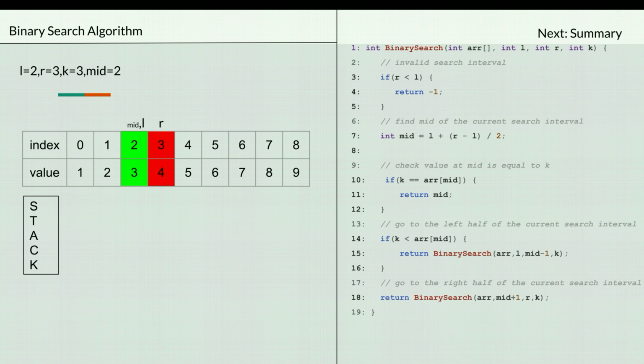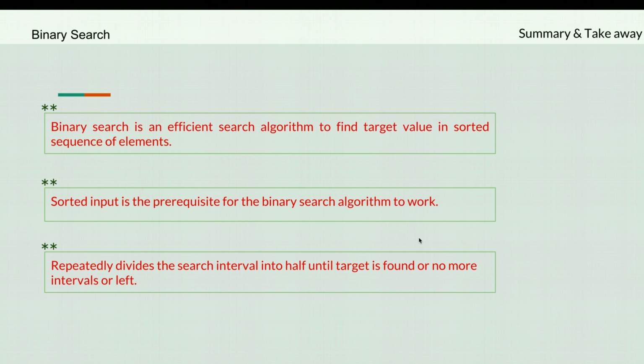I hope I was able to provide some knowledge on the binary search algorithm. Next we will see the summary and important takeaways from this lecture. They are: binary search is an efficient search algorithm to find a target value in a sorted sequence of elements, and sorted input is the prerequisite for the binary search algorithm to work. Binary search algorithm repeatedly divides the search interval into half until the target is found or no more intervals are left.